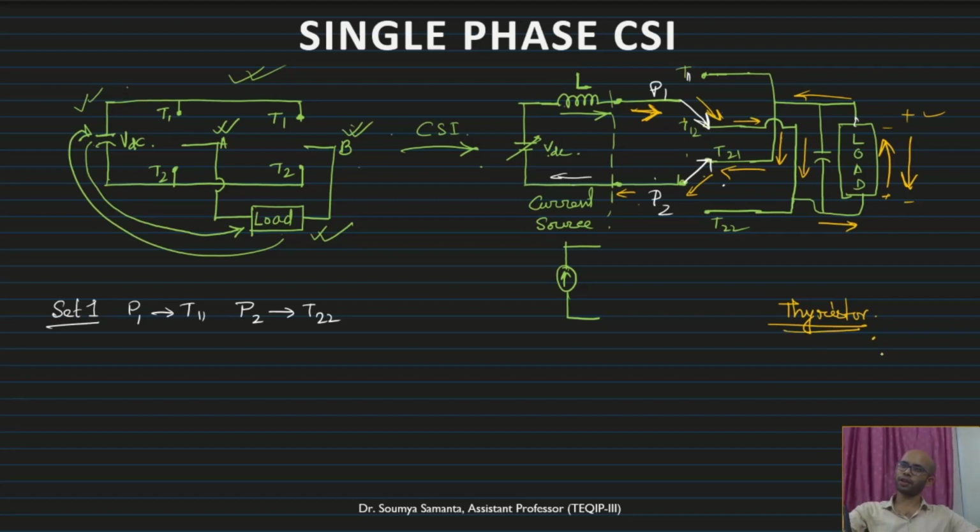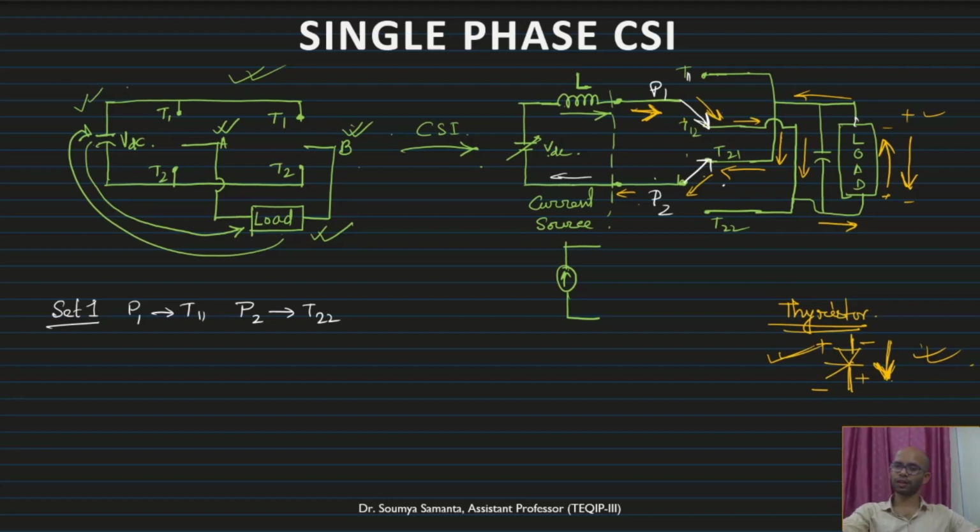The thyristor can give this. Suppose this is the direction of the current and this is the thyristor. The thyristor can block this polarity when it is not turned on, when we have not given gate current. In the off state, when the gate is not on, it can block this polarity. But what is the direction of the current? Only this one. So the thyristor is one of the suitable switches for a current source inverter.